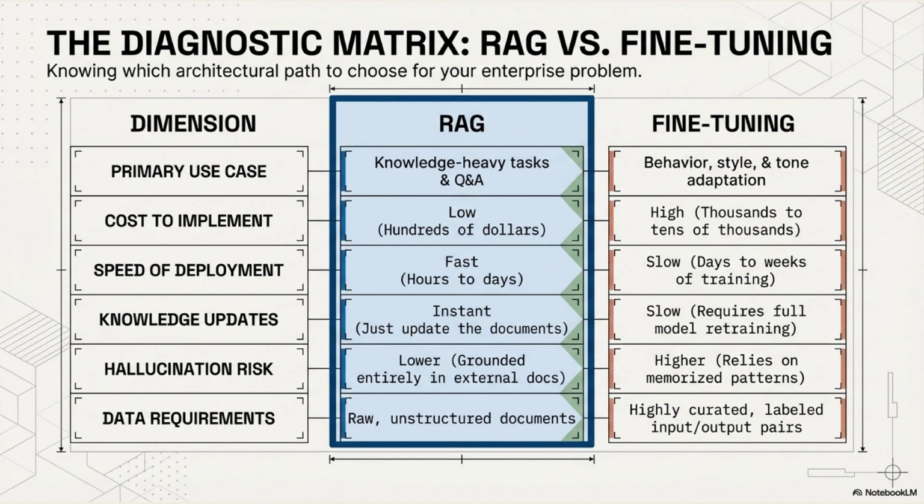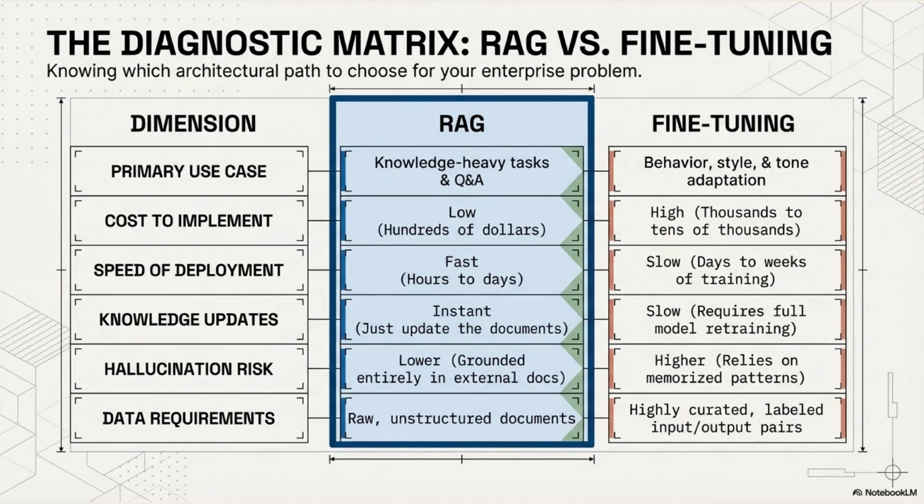Cost to implement. RAG is low cost. We're talking hundreds of dollars to set up. Fine-tuning can run into the thousands or even tens of thousands of dollars, plus ongoing compute. Speed of deployment. With RAG, you can be operational in hours to days. Fine-tuning requires days to weeks of training time just to get started.